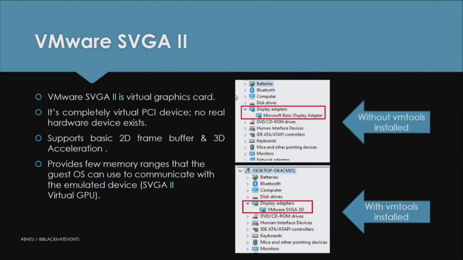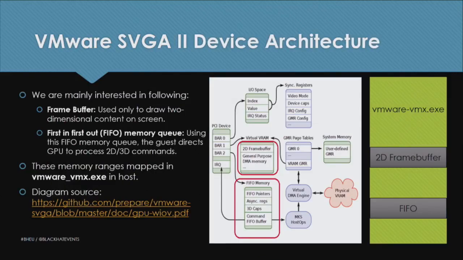When the guest has to perform some graphics-related operations, the guest has to communicate with this fake device. To make this communication easier, this fake device provides several memory ranges which can be used by the guest OS to communicate with this virtual GPU. So this is a very high-level overview of the VMware SVGA2 device. As you can see, the PCI device can communicate with the host in three ways. The first one is the IO port. This is a simple in and out instruction that is executed to send some data to the host.